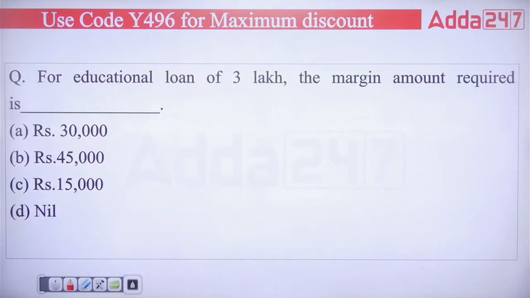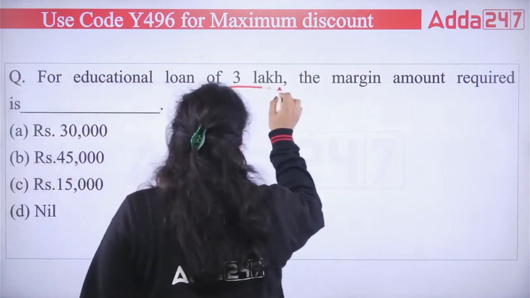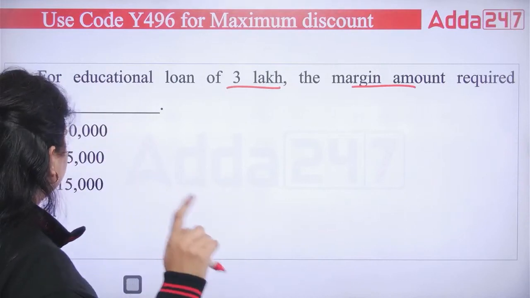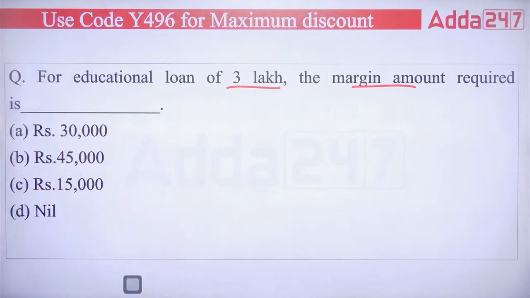The first question is: for an educational loan of 3 lakh rupees, the margin amount required is dash: 30,000, 45,000, 15,000, or nil. And what type of loan account are we talking about? We are talking about an educational loan. So in an educational loan of rupees 3 lakh, how much amount should be there as the margin? A, B, C or D?